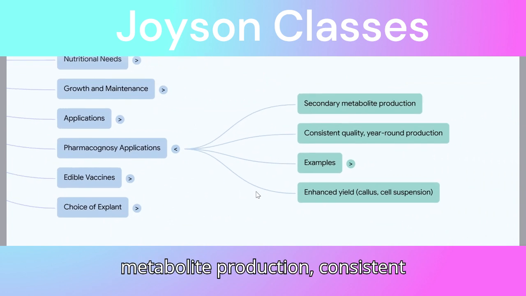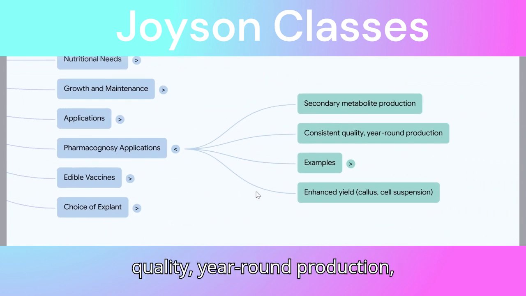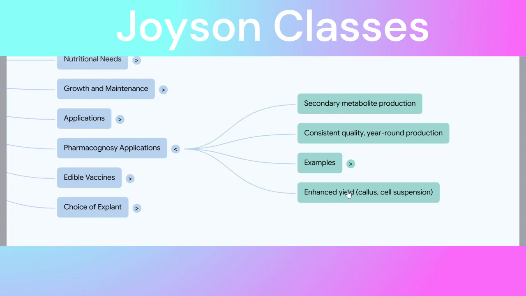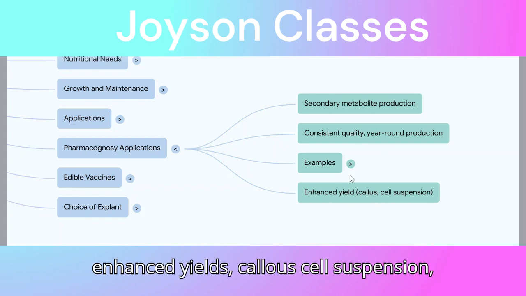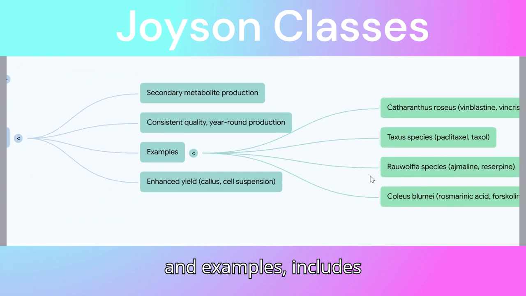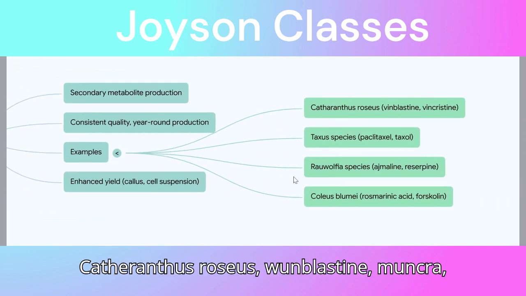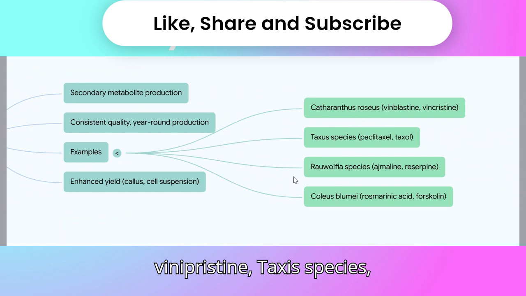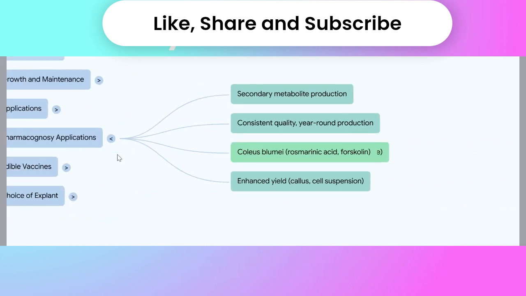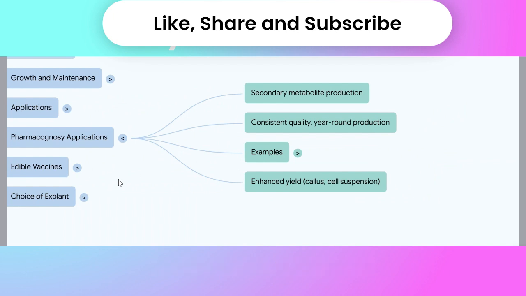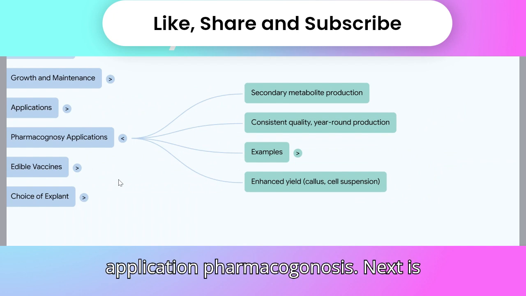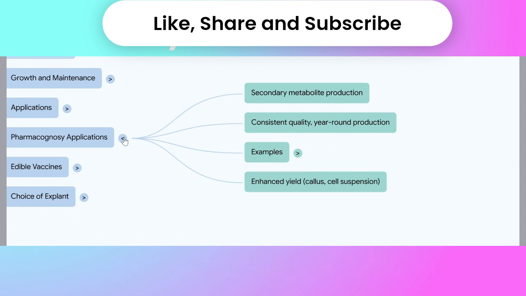Let's dive into pharmacognostic applications. Secondary metabolite production: consistent quality, year-round production, enhanced yields, callus and cell suspension. Examples include Catharanthus roseus, vinblastine, Taxus species, Rauvolfia species, Coleus blumei. These are the examples for pharmacognosy applications.